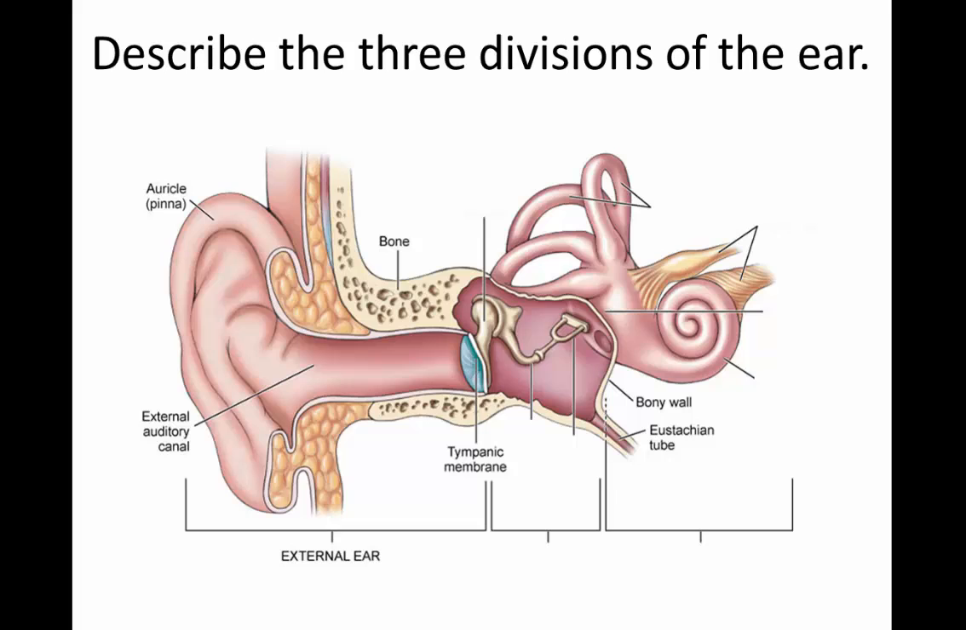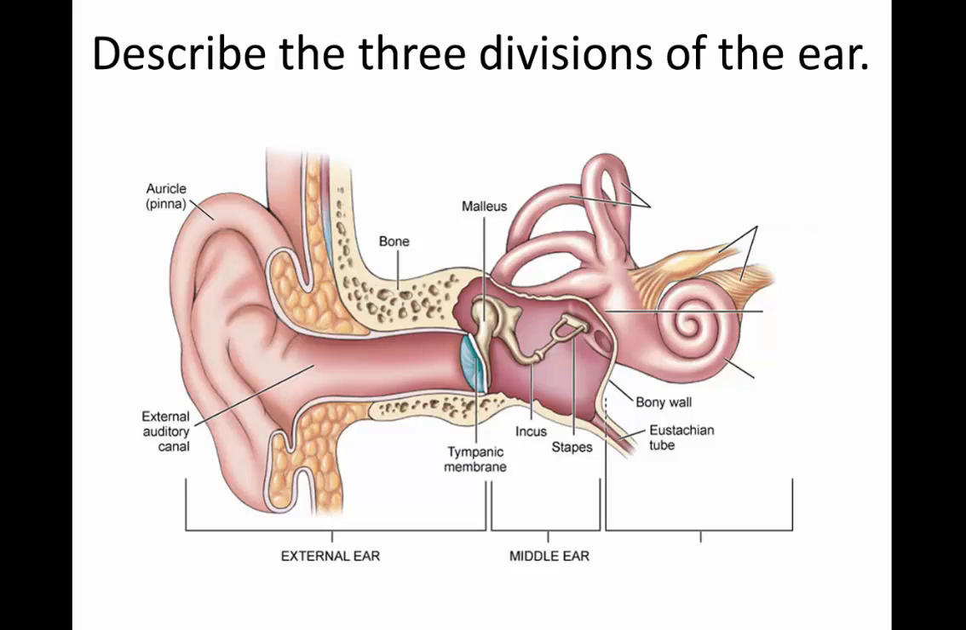Here we have the tympanic membrane, or what we would call the eardrum. This is the division between the external ear and the middle ear. The middle ear is this region here in the middle that is made up of these three bones called ossicles. The term ossicle just means small bone. And the three small bones, the smallest of your body, are the malleus, the incus, and the stapes.